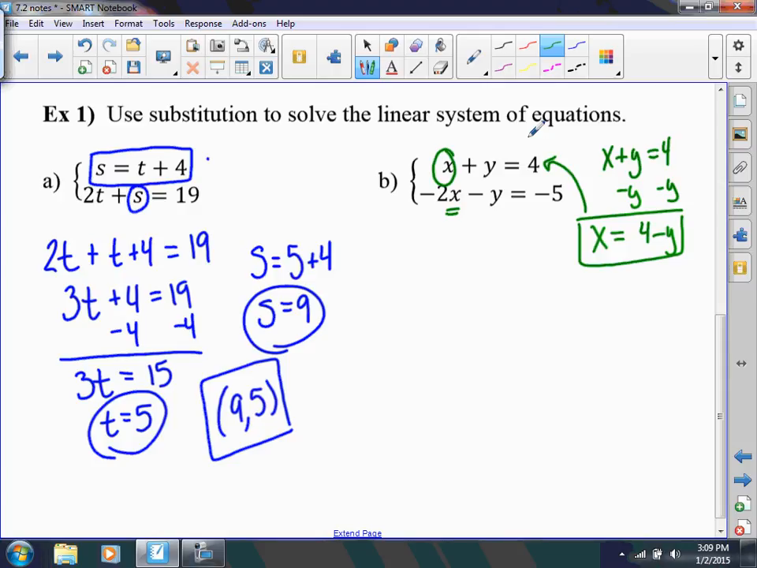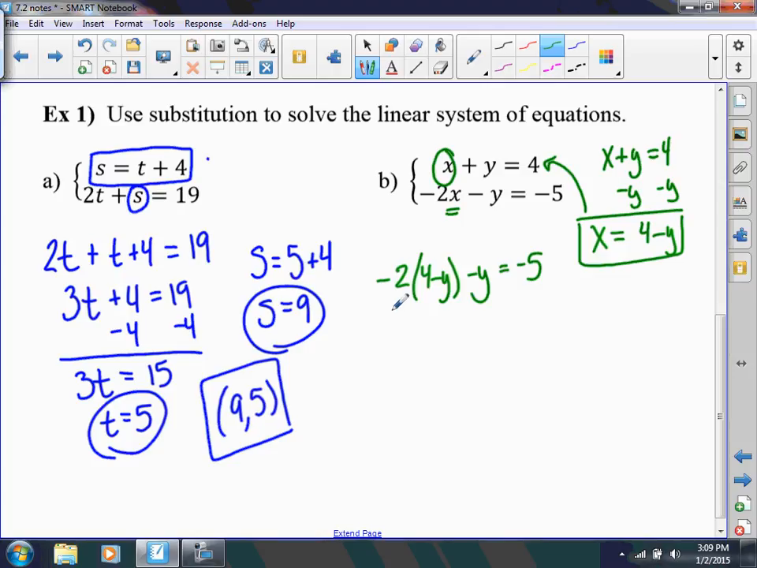That's kind of like plugging Christmas lights into themselves. They don't turn on, okay? So I have to take this 4 minus y and substitute it into the other equation where the x is. So if I just wrote negative 2x minus y equals negative 5, I don't want the x anymore. I want to write what the x is. And the x was 4 minus y. That's how we substitute one equation into another equation.